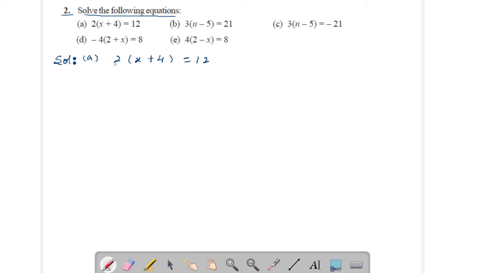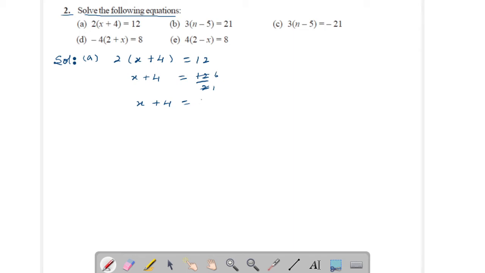Here remove 2. When we remove 2, you have to transpose 2 to right hand side. Here it is multiplied, it will be divided. So this can be written as x plus 4 equal to 12 upon 2. Solve this. X plus 4 equal to, here simplified 12 divided by 2. Simplify it, 2 1 ja, 2 6 ja 12.